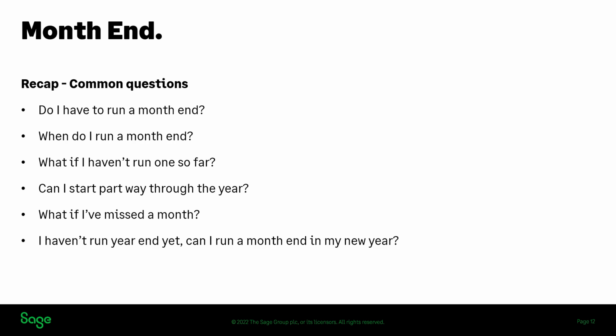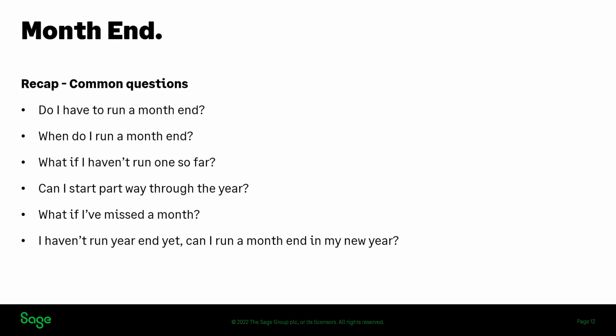What if you haven't run one so far? Well, the month end option is all about processing those accruals, prepayments, or the depreciation. So how far back do you need that to go? Can you start partway through the year? Yes, you can, as long as you don't need to backdate the accruals, prepayments, or fixed asset depreciation. If you do need to backdate it, then you can set those up, and then you would start running older periods.